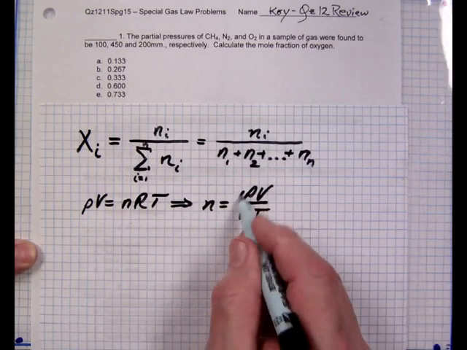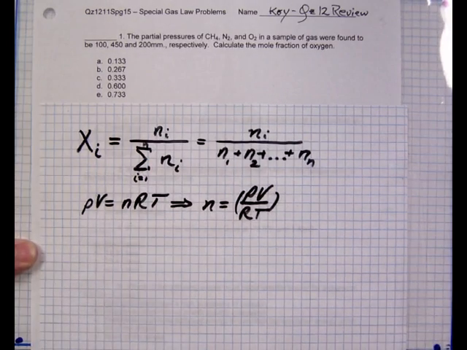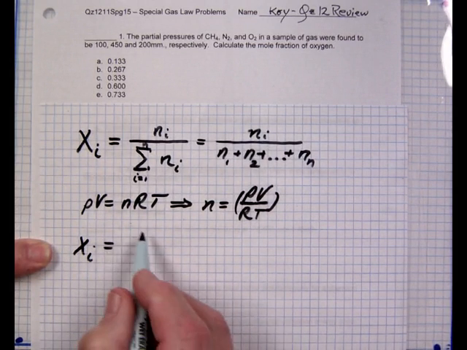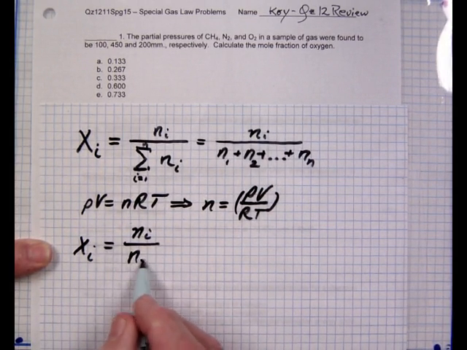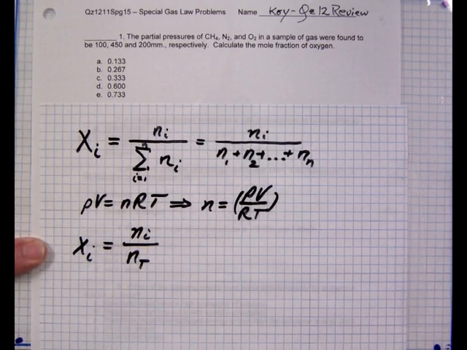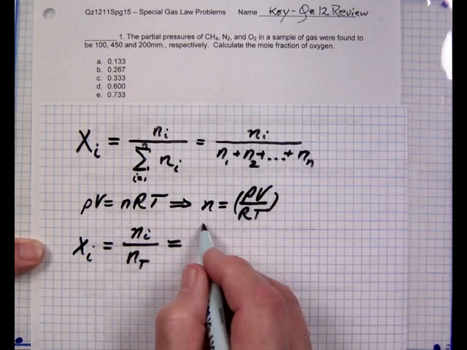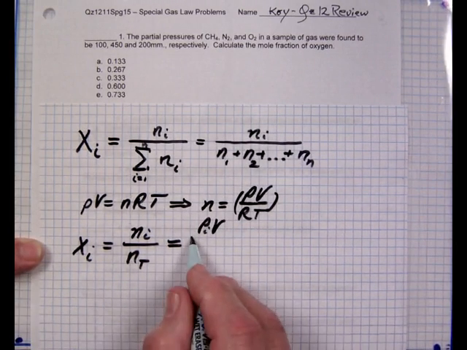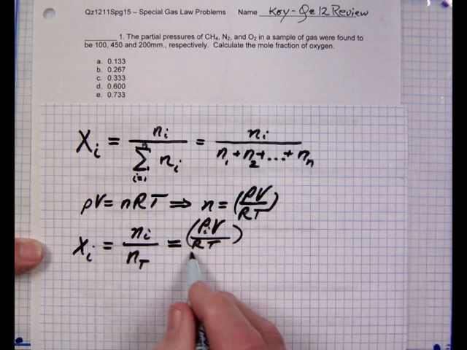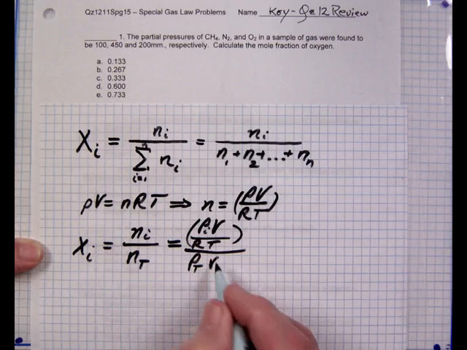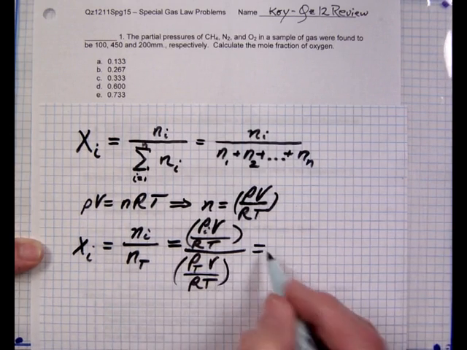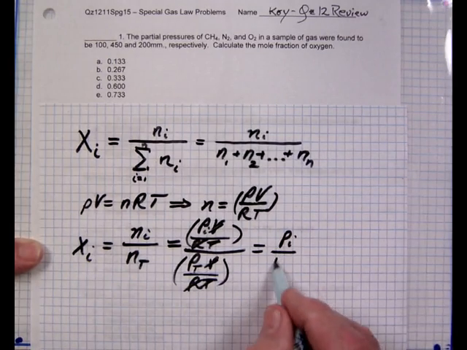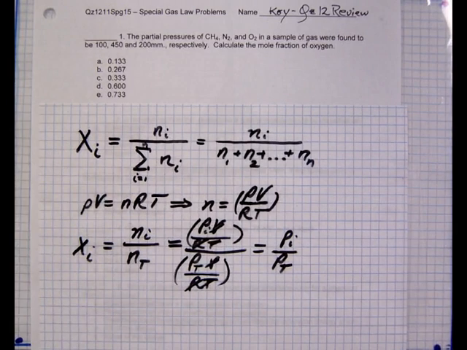Now, applying this expression for moles into the mole fraction equation, we can say that the mole fraction of an individual component, being n_i over the total number of moles, is the pressure of the individual component times the volume surrounding the component divided by RT, divided by the total pressure times V over RT. Noting that R, T and V are constants, we have the individual pressure divided by the total pressure, which will give us the mole fraction.